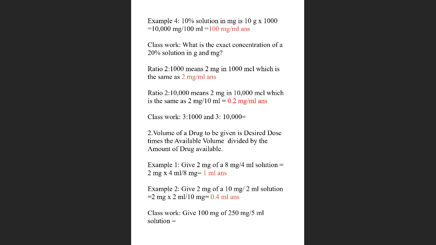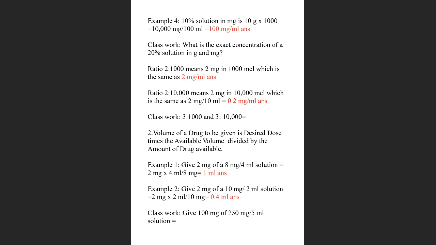You can have a solution with a ratio of 2 in 10,000. If you have a ratio of 2 in 10,000, it means you have 2 milligrams in 10,000 microliters of fluid, which is the same as 2 milligrams in 10 mils. And the exact concentration would be 0.2 milligrams per mil.